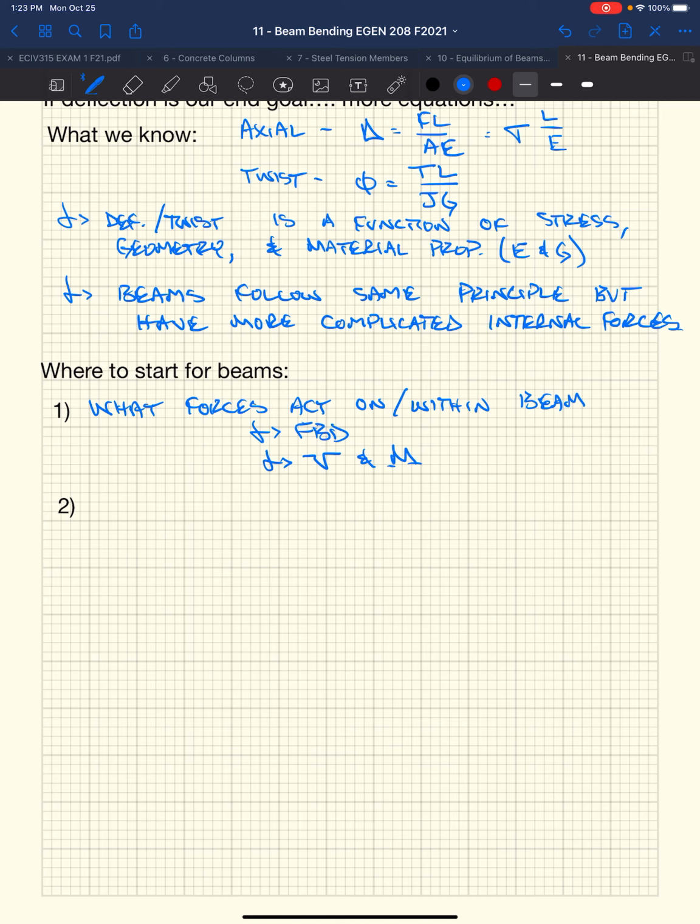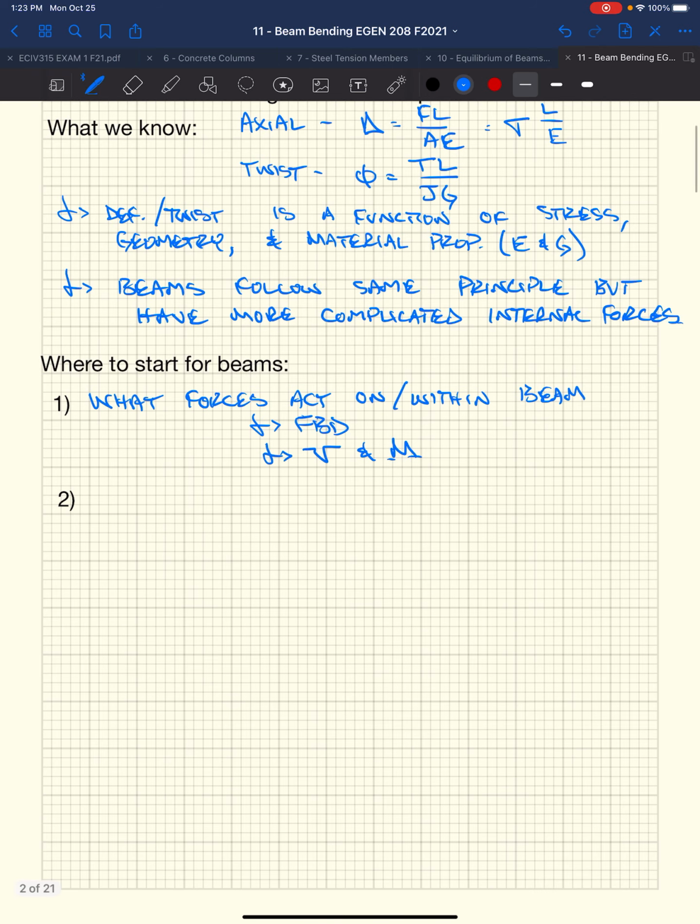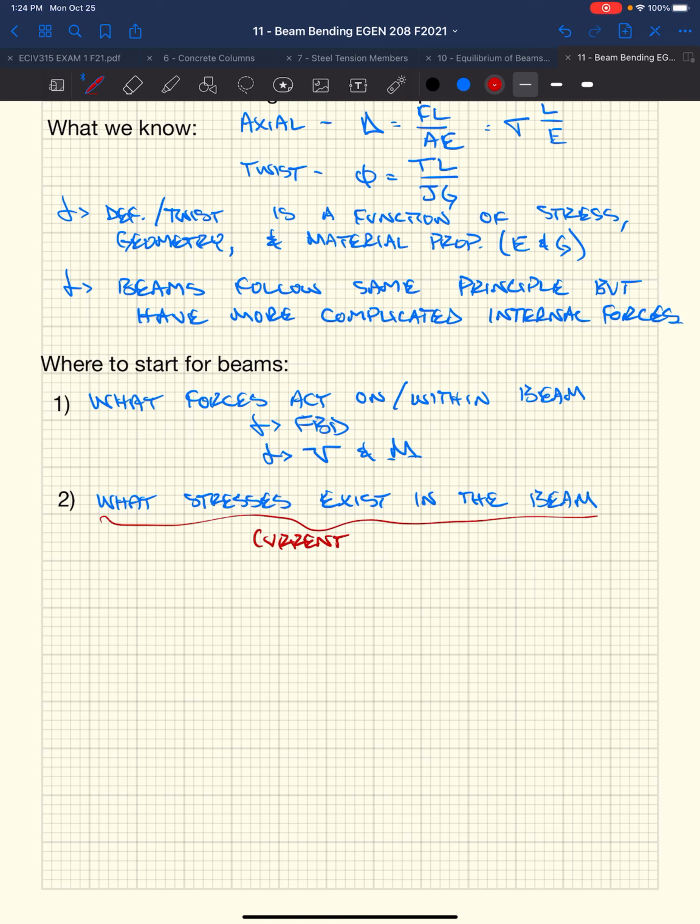203. So we start with forces. You guys don't need more explanation about this, right? Done this a bunch. This is the 203 stuff. Okay. Now we want to figure out what stresses exist in the beam. And this is our current focus. Okay, this is going to take a while. This is why you don't have homework and quizzes this week, because it takes a while to get through this.